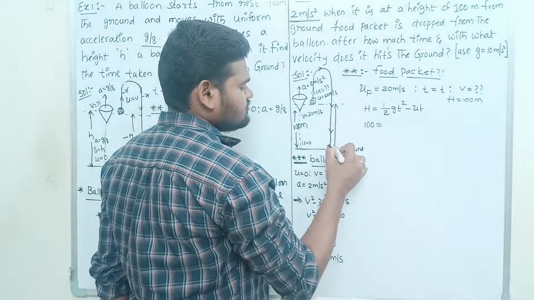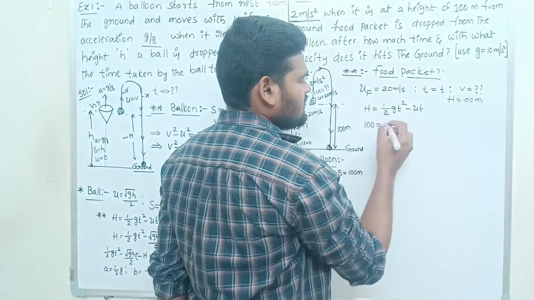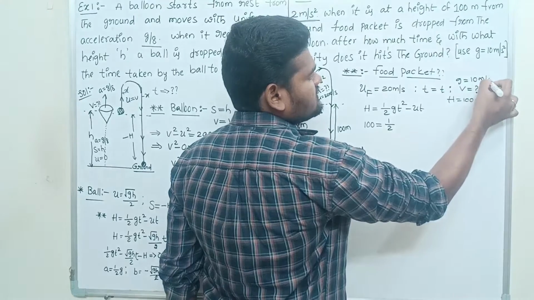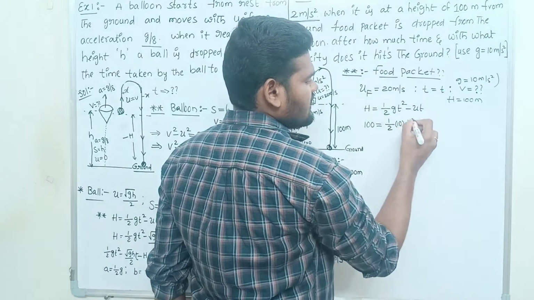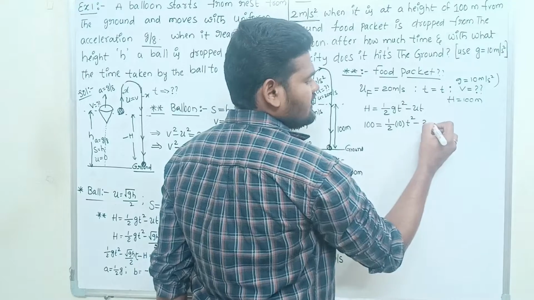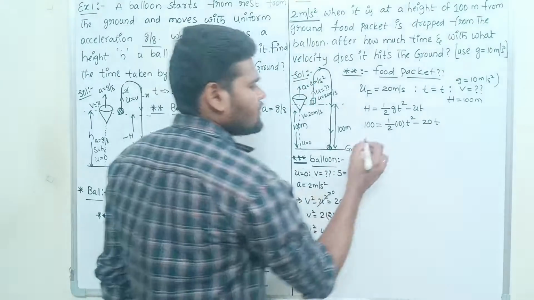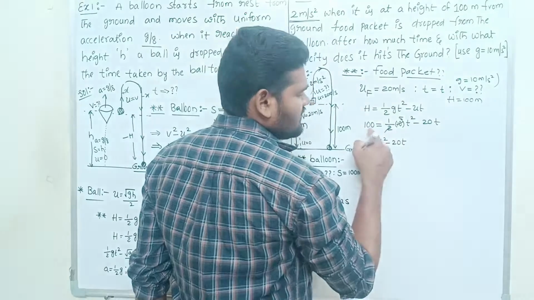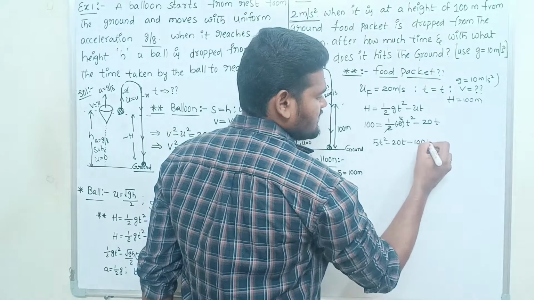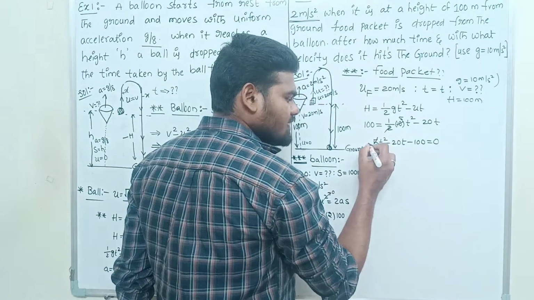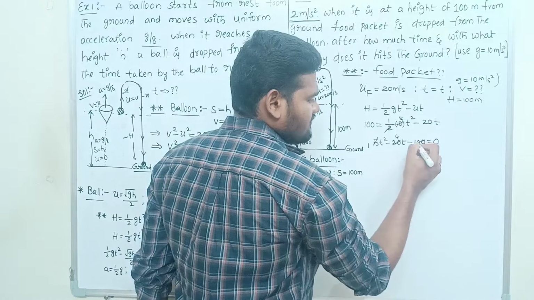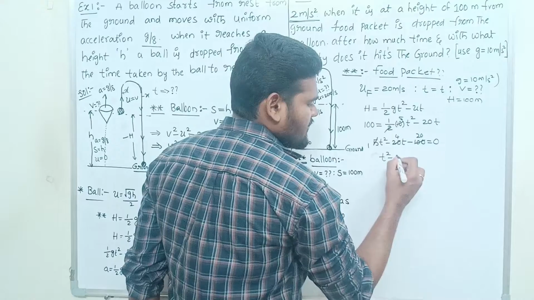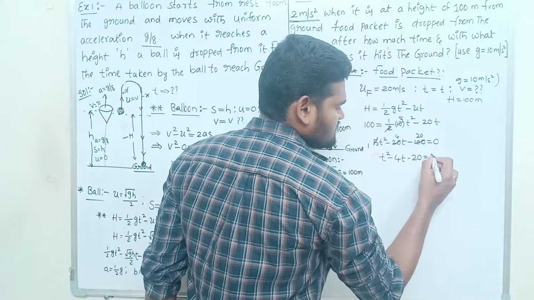Okay, from here to here. We take g as 10 meters per second square. So half of 10 is 5, 5 t square minus u t, where u is 20. Time we have to find. So we get 5t square minus 20t. If 100 goes to that side, it becomes minus 100 is equal to 0. Taking 5 common, we finally get t square minus 4t minus 20 is equal to 0.